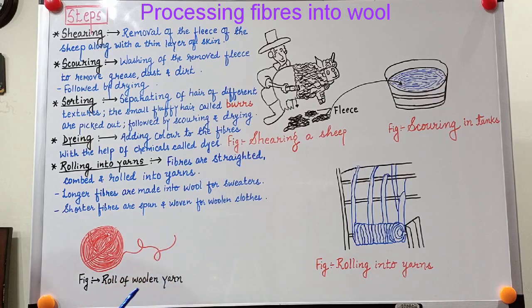Dyeing means adding color to the fibers with the help of chemicals called dyes. You may be familiar with the dyes. One of the dyes is indigo, that is used to give indigo color to your clothes.